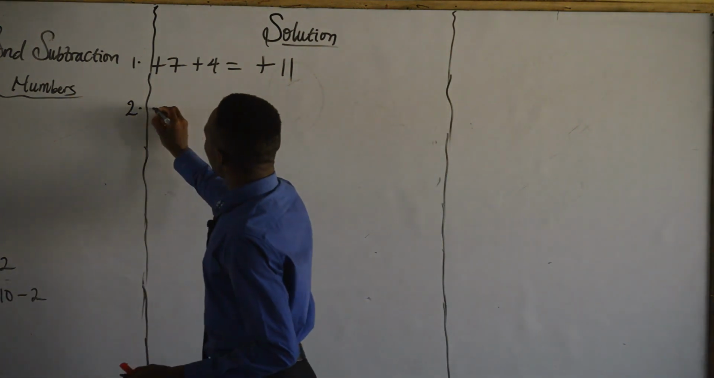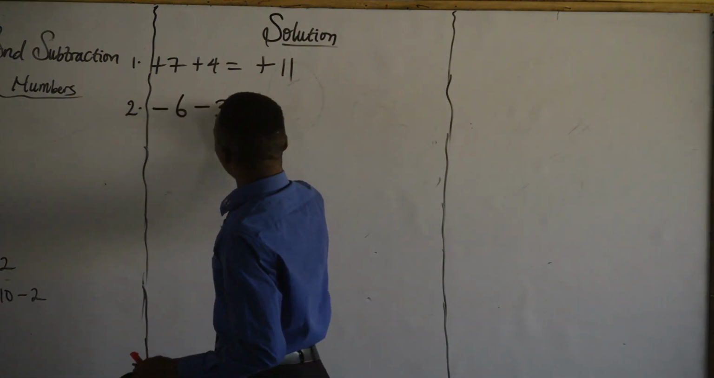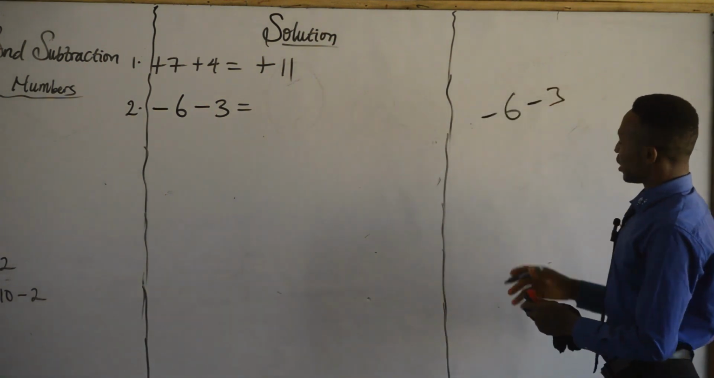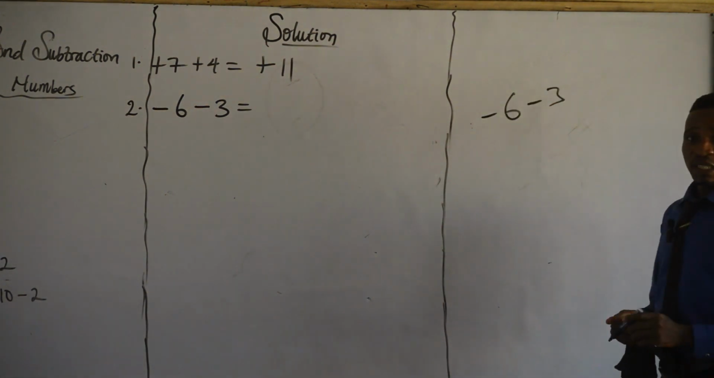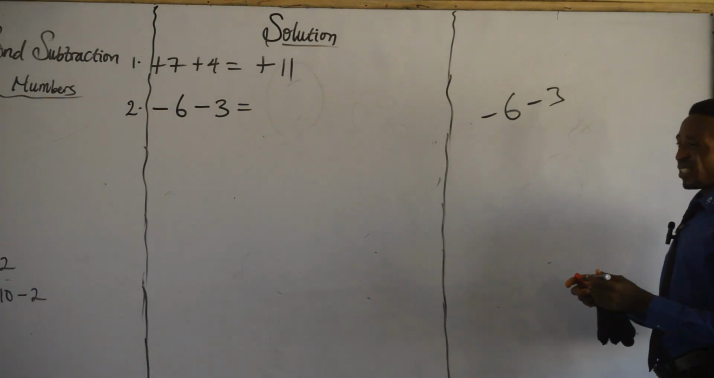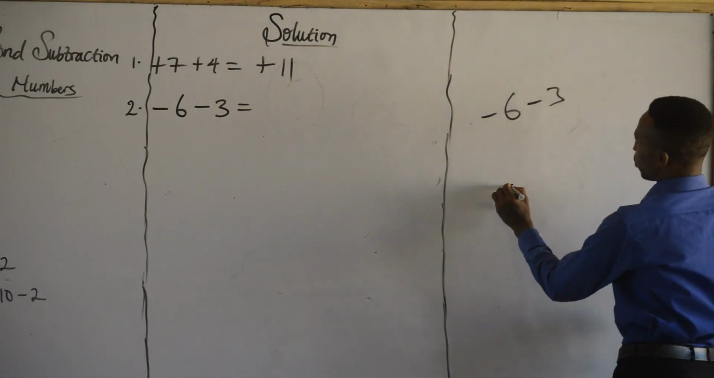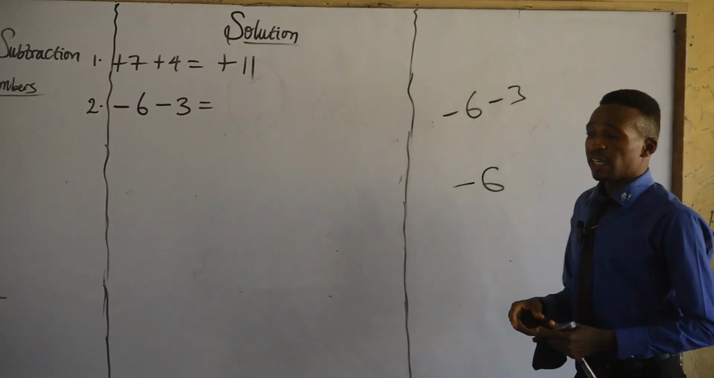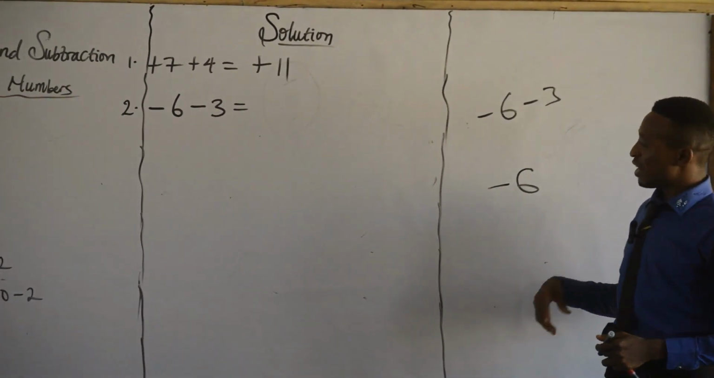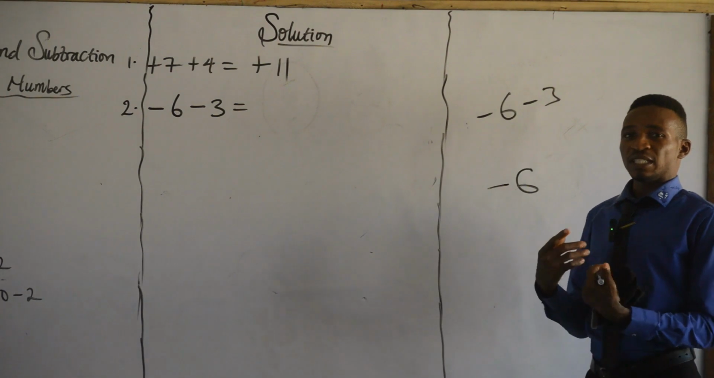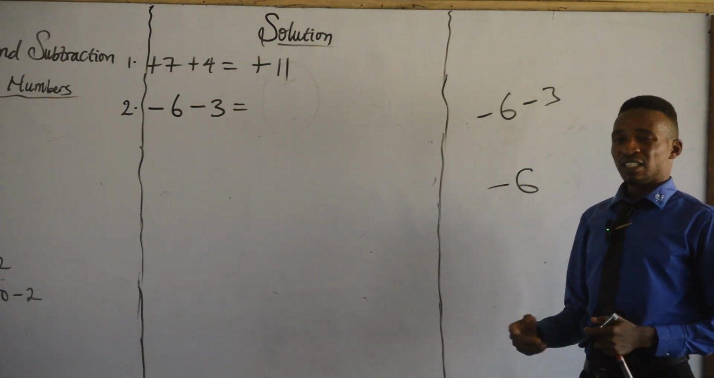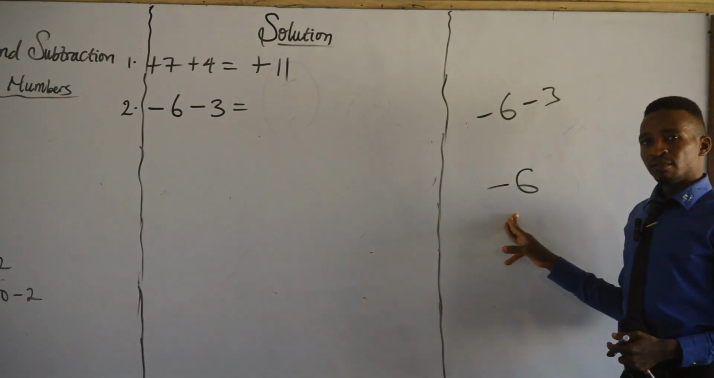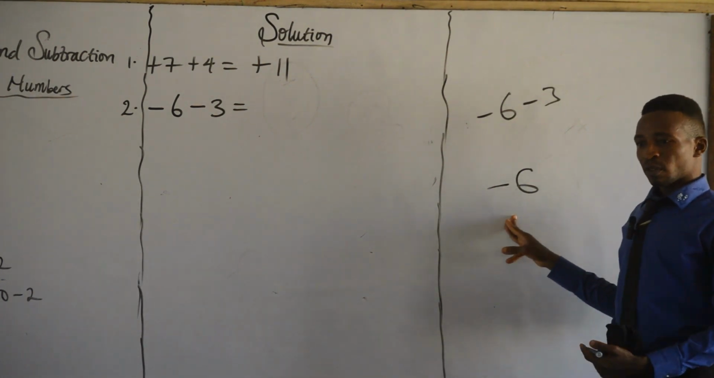Now, the second question, we have minus 6 minus 3. Let's see how we are going to evaluate it. Like we did the first one, evaluate it one by one. Let's start with the first one, which is minus 6. From the first explanation, when you have plus, it means you are the owner. When you have minus, it means you are owing somebody. In this case, minus 6 means you are owing somebody.